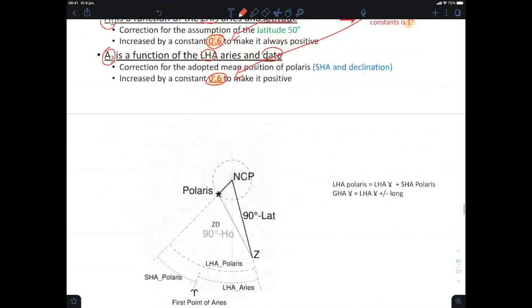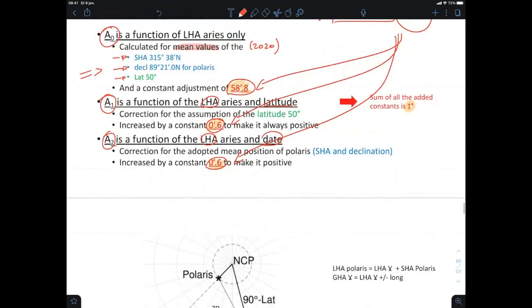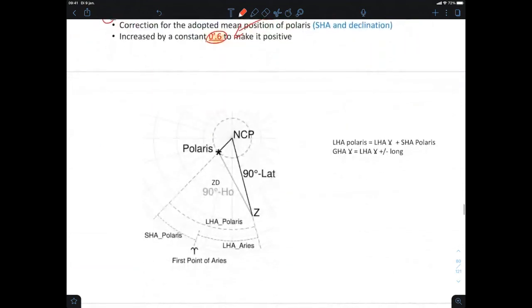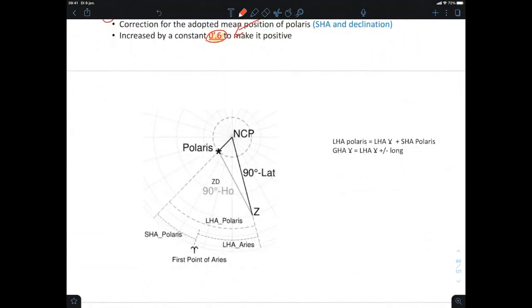Voilà. So the first correction table is in function of the LHA of Aries. How do we calculate this LHA of Aries? We know the time of our observation. For that time, we can determine the GHA of Aries, and then if we have our longitude, we can transform this into LHA of Aries.